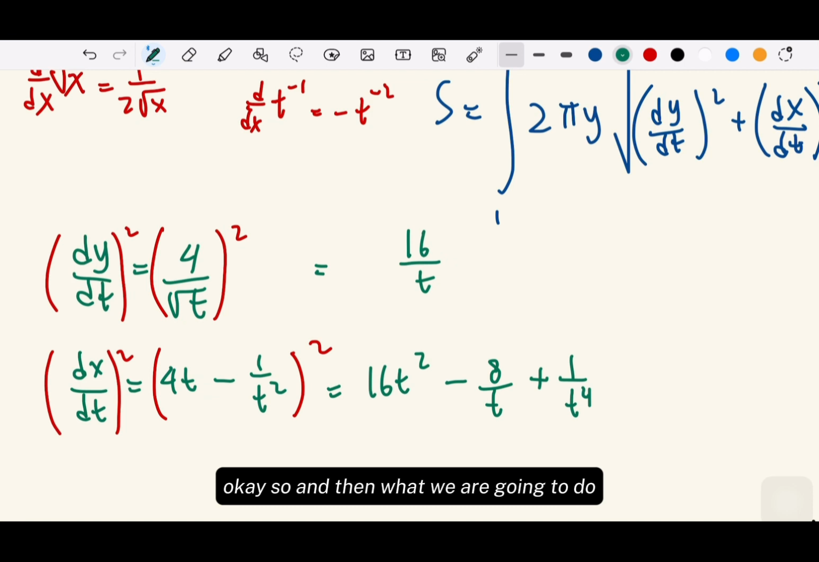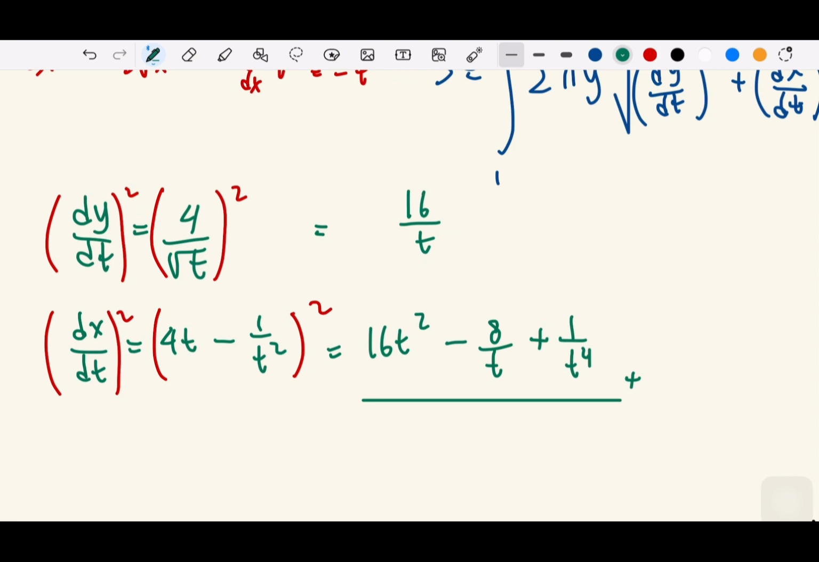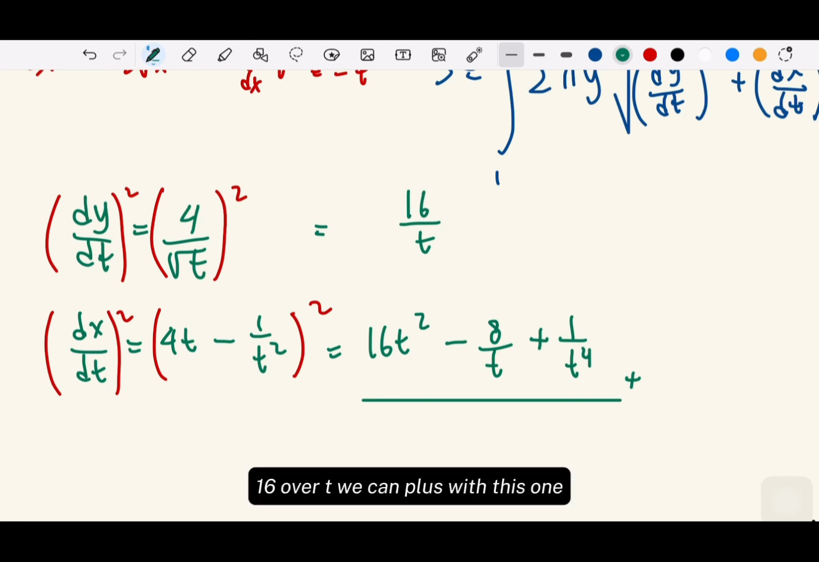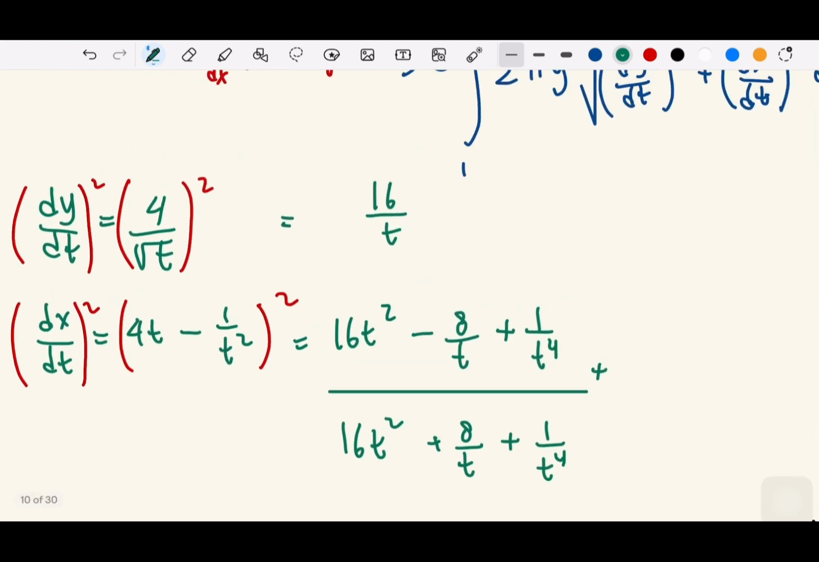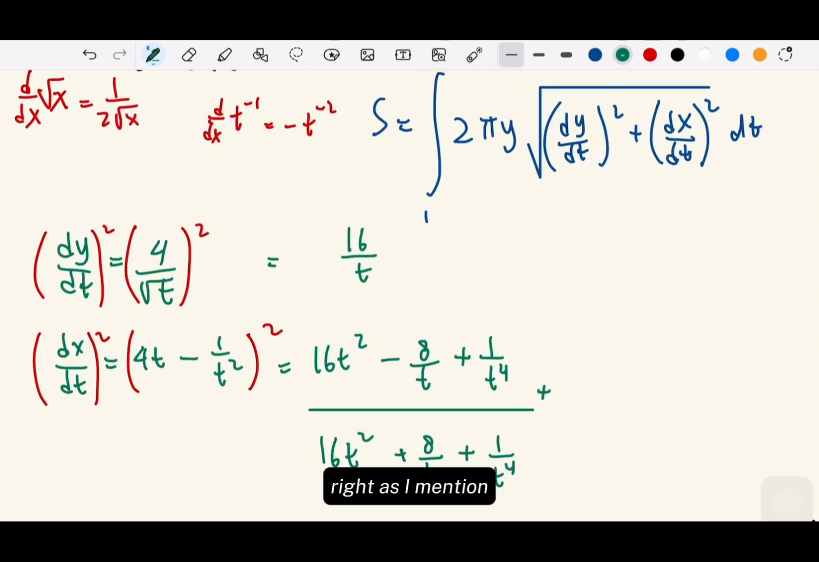Okay. So what we are going to do is add these together, right? 16 over t, we can add with this one. So 16 over t minus 8 over t, it will be 8 plus 8, right? So 16t squared minus 8 plus 8 over t, and then plus 1 over t with power of 4. And this is the one that will be inside the square root, right?